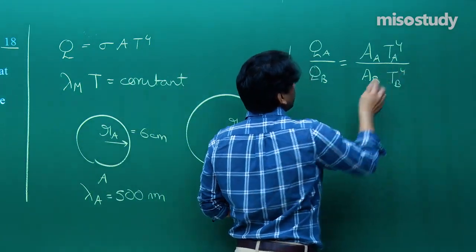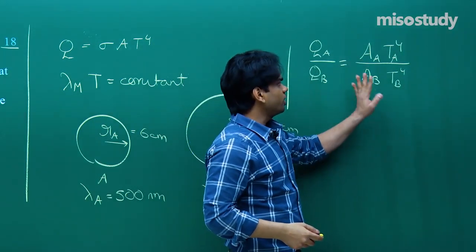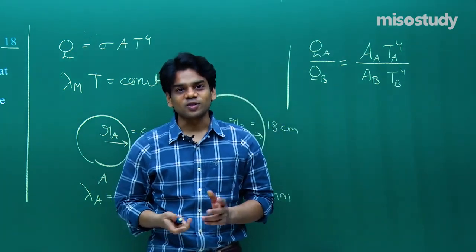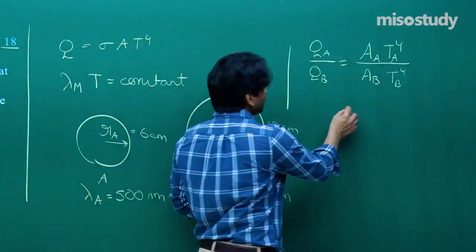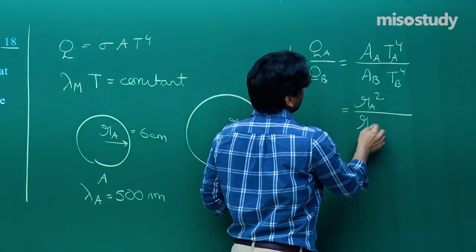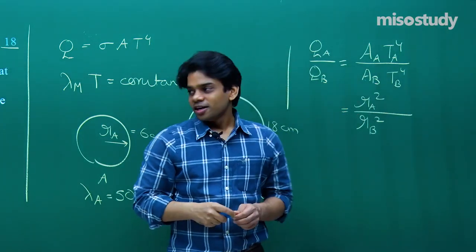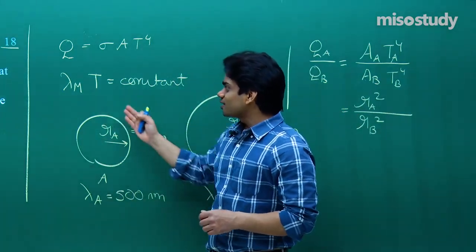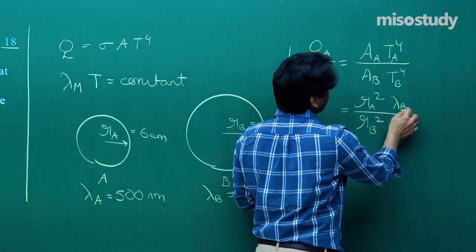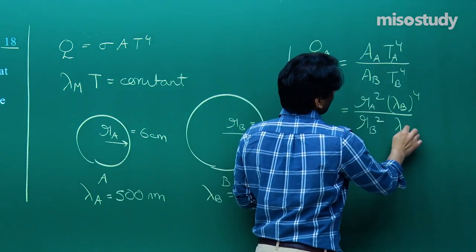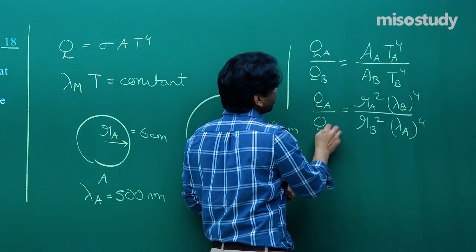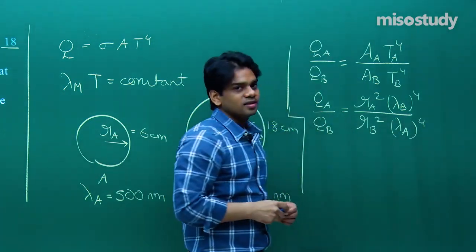Variables are of the usual meaning. A means area for A, AB means area for B. It's a sphere, so the area exposed will be 4 pi r square, proportional to the square of the radius. So this we can write as RA whole square upon RB whole square. Now what about temperature? Lambda into T is constant, so temperature will be inversely proportional to lambda. So this can be written as lambda B to the power 4 divided by lambda A to the power 4. This is what we can write for the ratio of heat energy that is emitted.